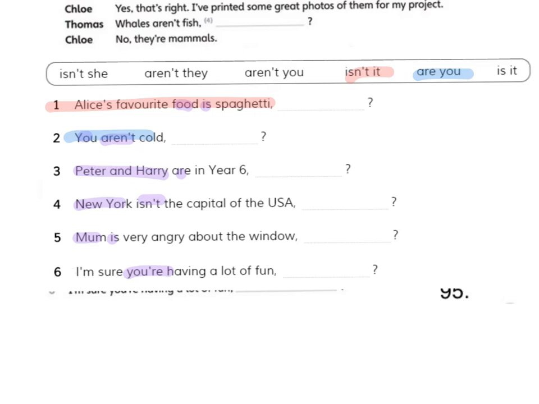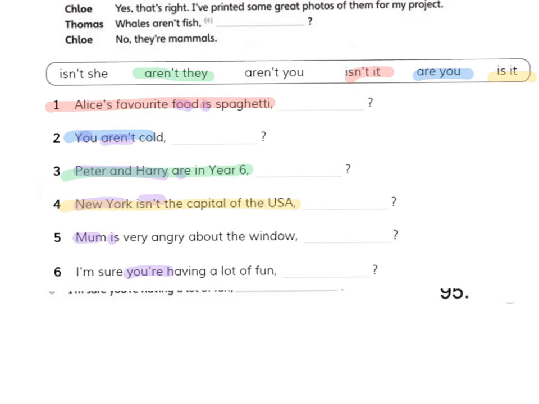Next one. Peter and Harry are in year 6. What is the subject? It's easy because it's they, so that would be aren't they? Now, let's go to the next one. New York isn't the capital of the USA. Is it? Next one.